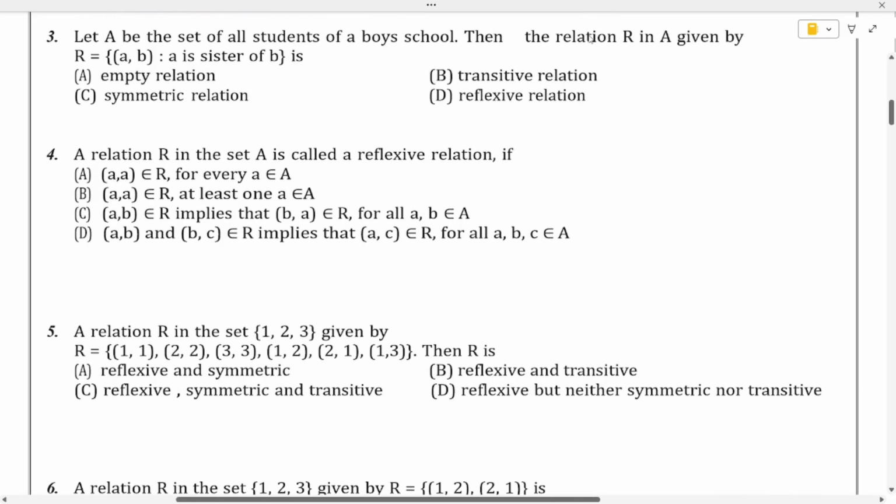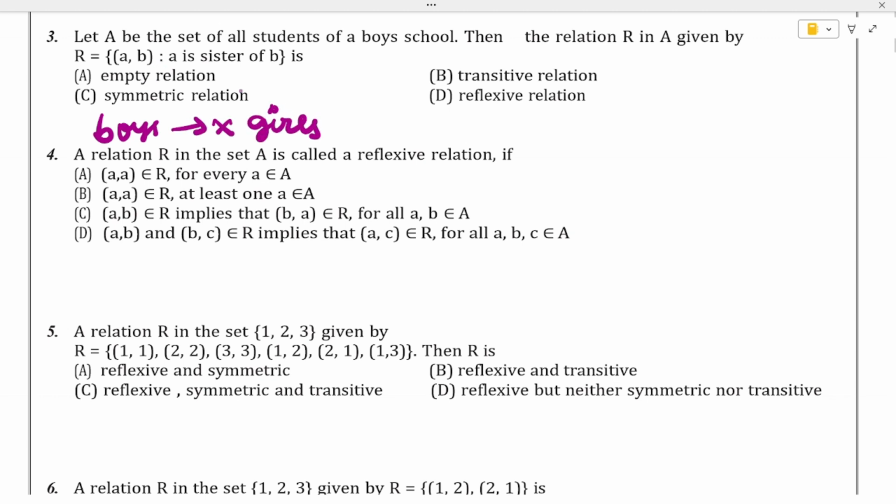Next question: let A be the set of all students of a boys hostel, then the relation R in A is given by R equals (a, b) such that a is a sister of b. We can understand that in a boys hostel no student can be a sister, so there is no ordered pair. That means it is an empty relation. That is the logic behind this question, and this is the answer for the third question.